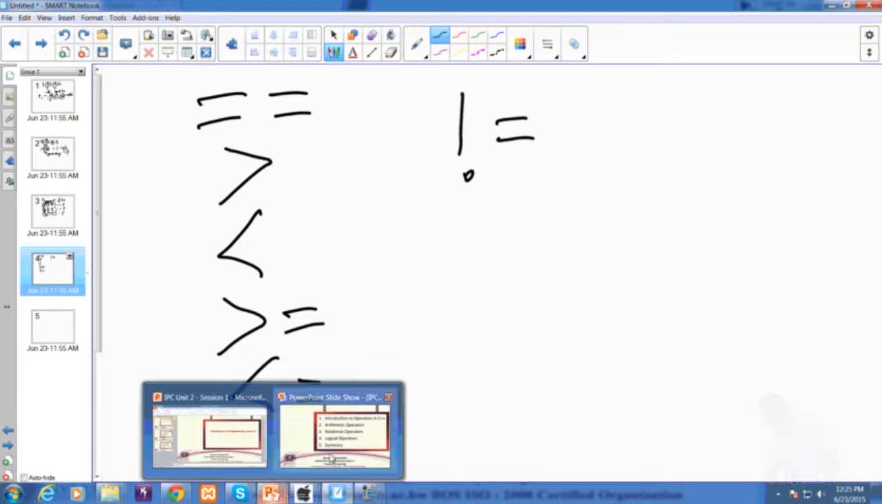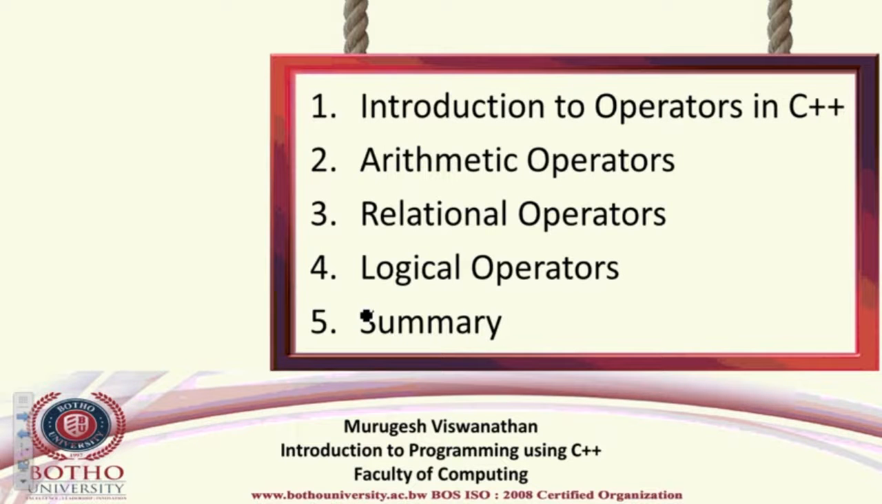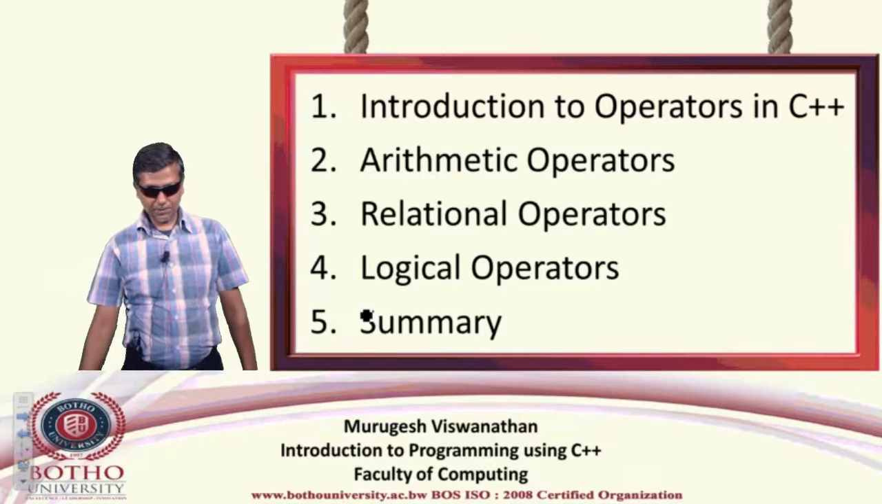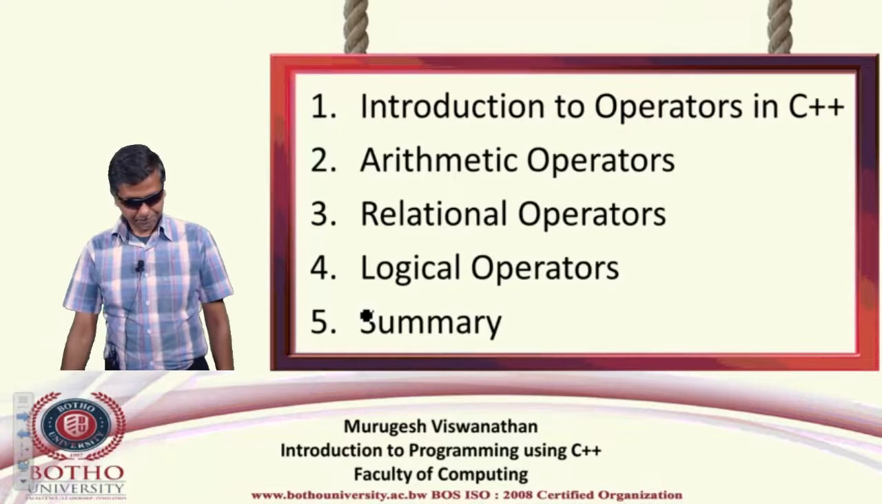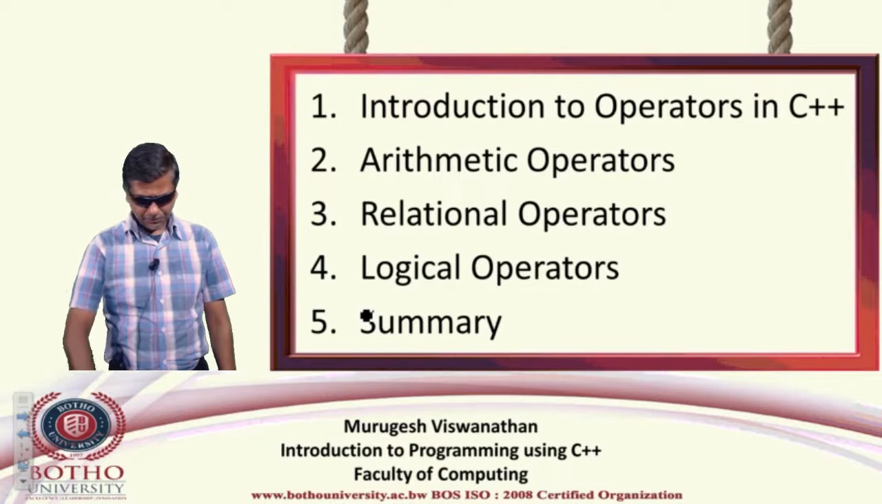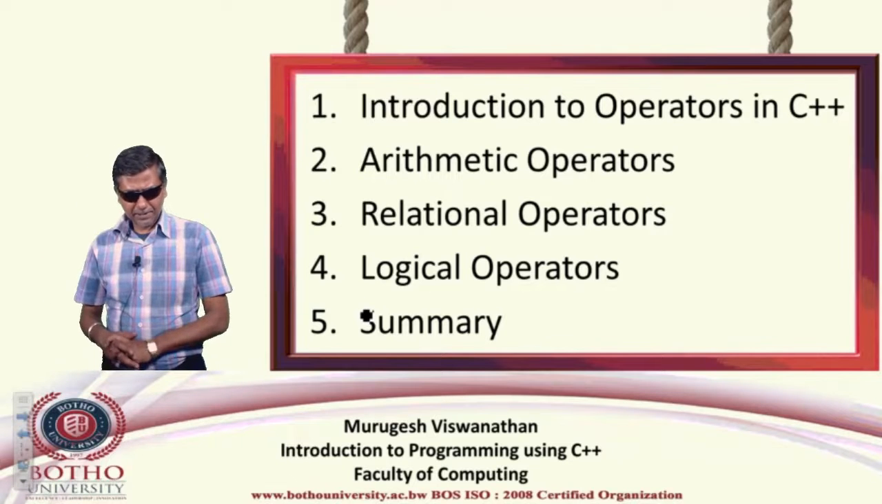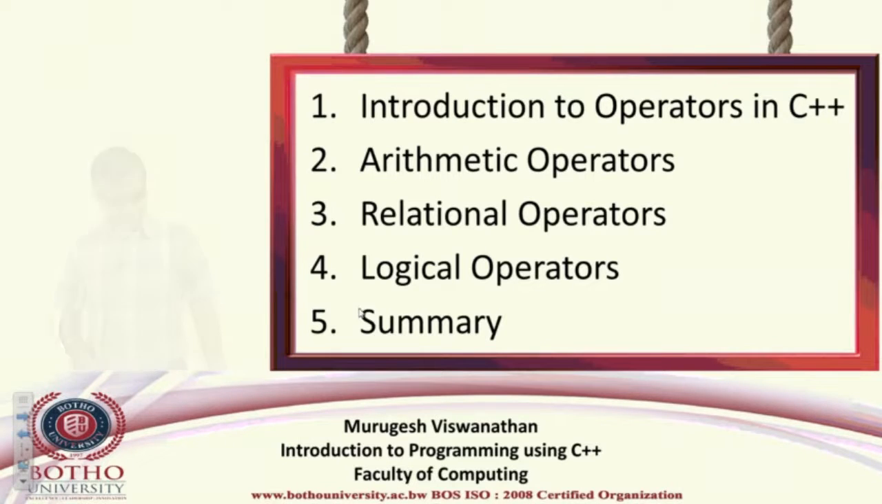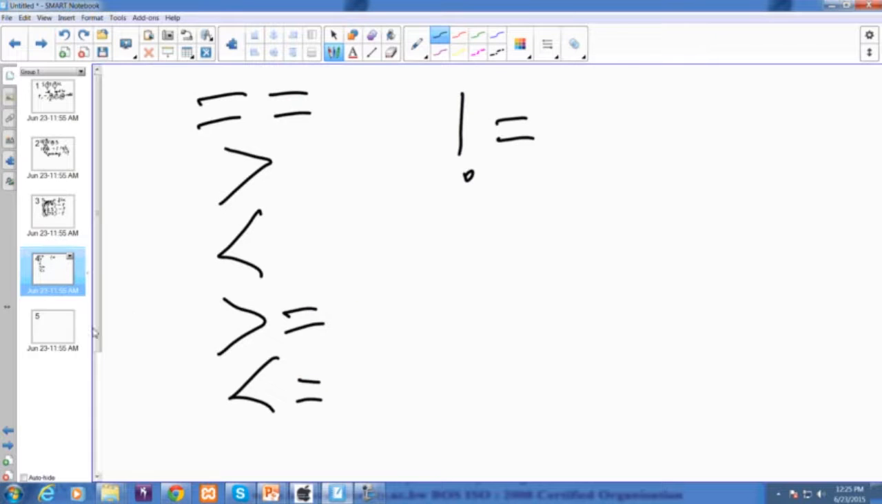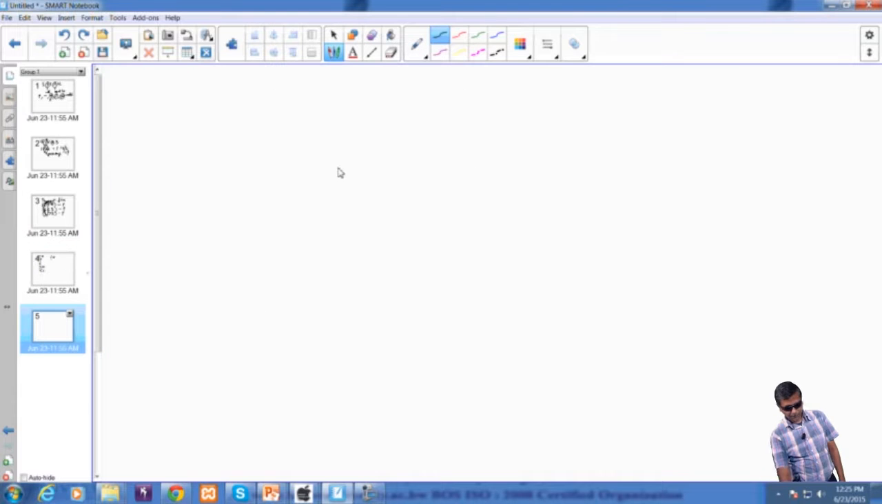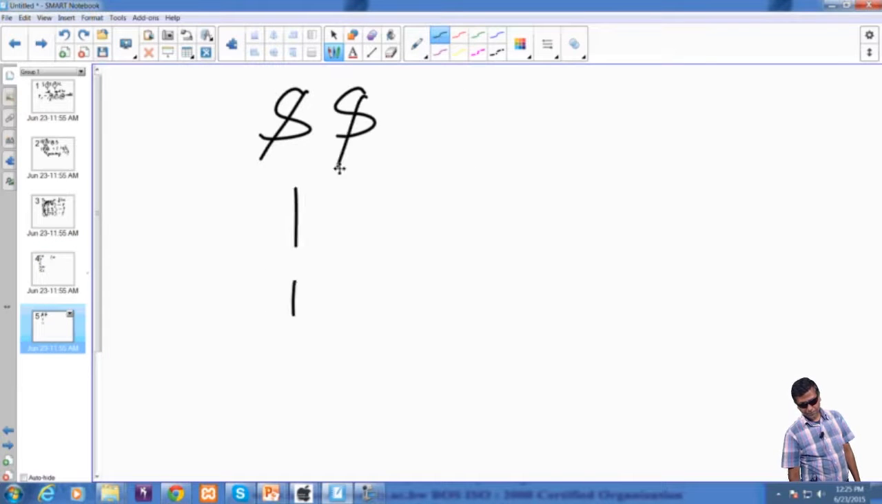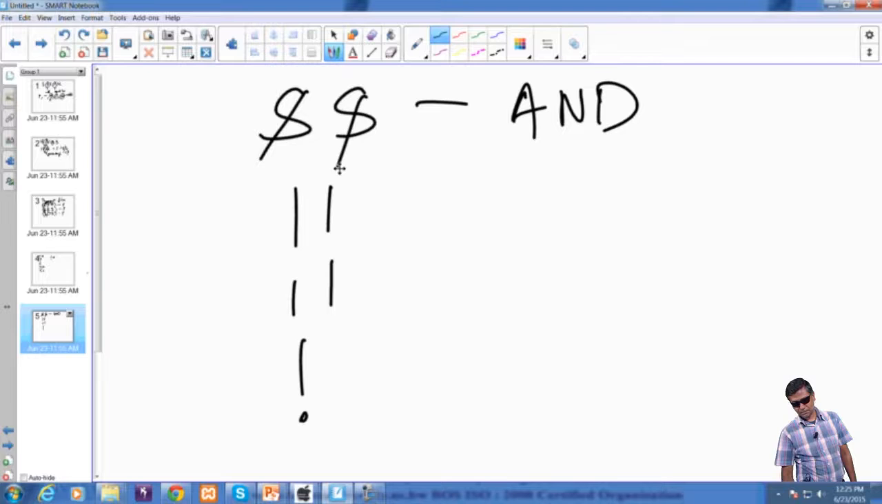The next topic will be the logical operators. What are logical operators? So you have three logical operators: and, or, and not. This is called the logical and.